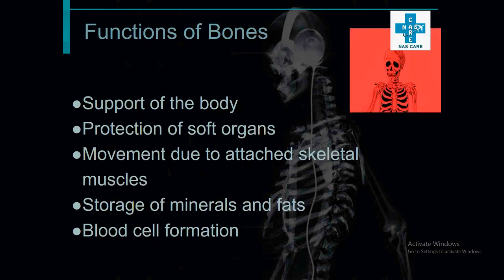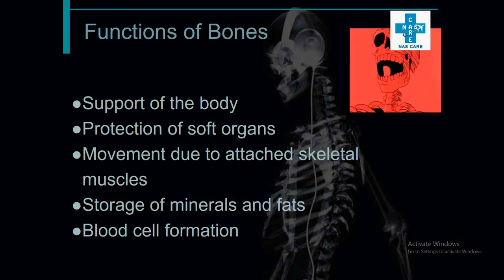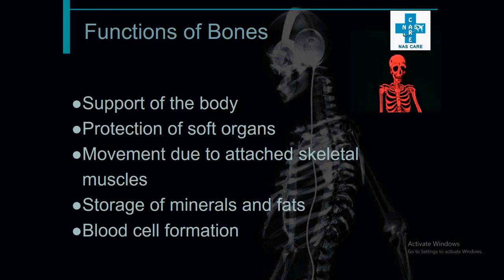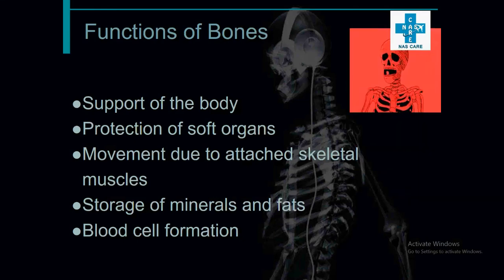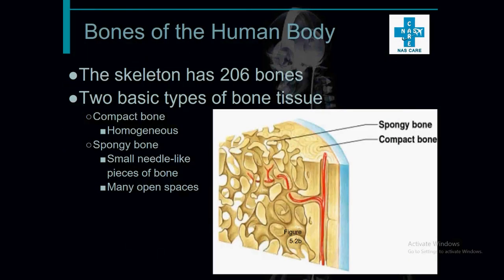About the functions of bones: support of the body, protection of soft organs, movement due to attached skeletal muscles, blood cell formation, and storage of minerals and fats. Bones of the human body: you know the skeleton has 206 bones in the adult human, and we have two basic types of bone tissue, compact bone and spongy bone.